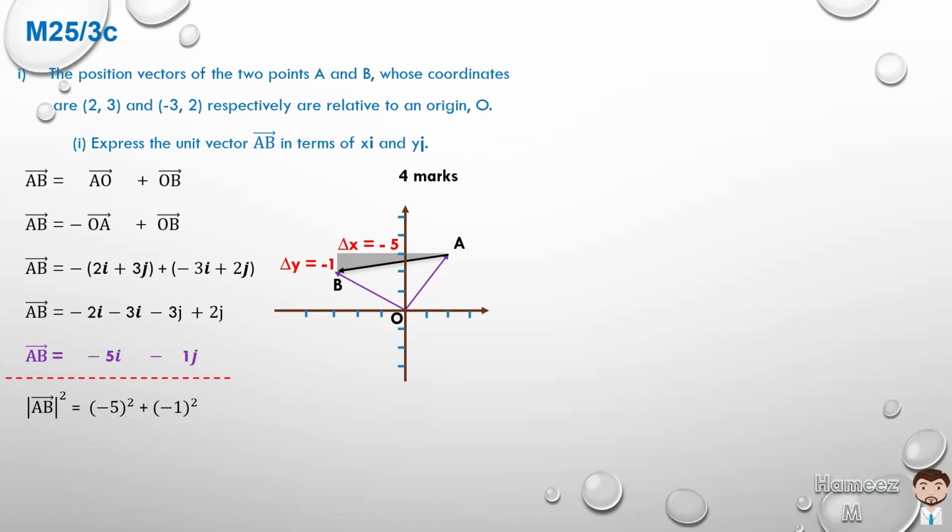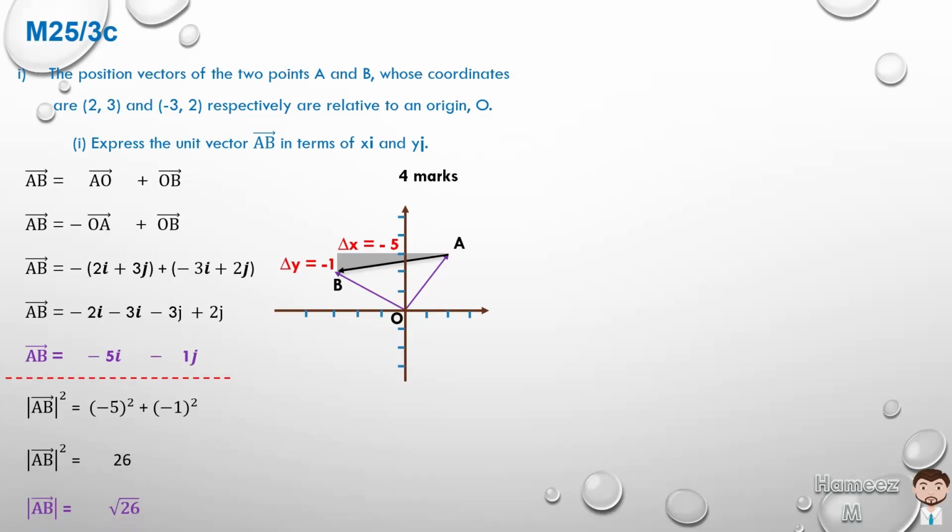So minus 5 squared is 25, minus 1 squared is 1. So 25 and 1 is 26. As such, the modulus or the length of AB squared is equal to 26. So AB is the square root of 26.